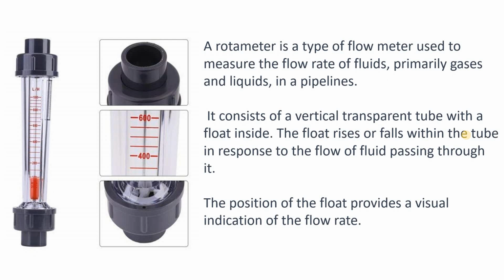Okay, so what is the rotameter? Basically, a rotameter is a flow measuring device. It is a mechanical device basically, and it measures the flow. Now the question is, what is flow basically? So you will see that the unit of flow is liter per hour.